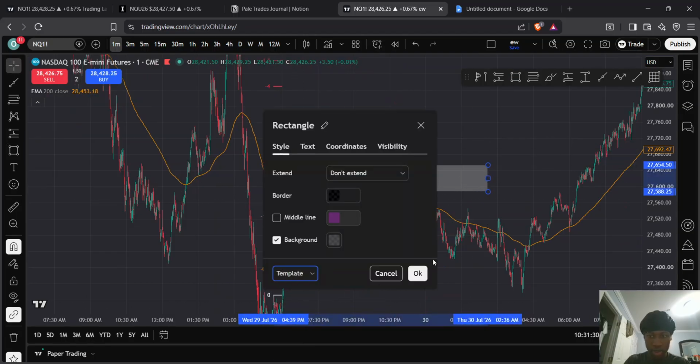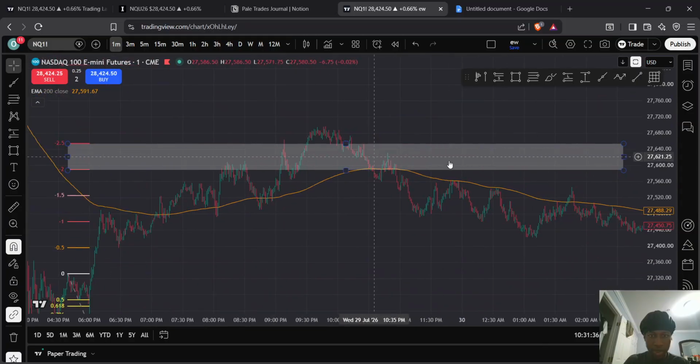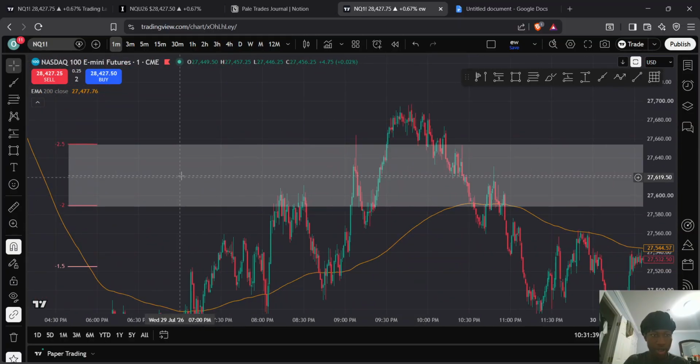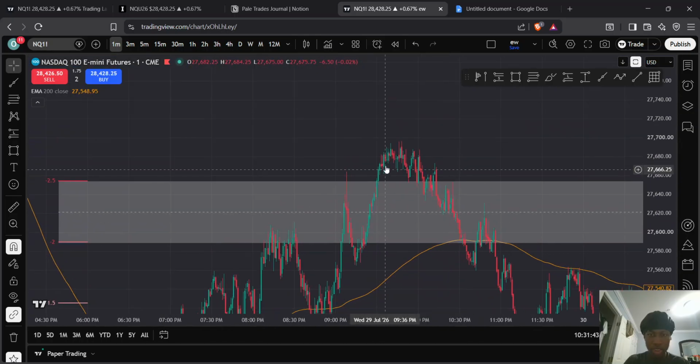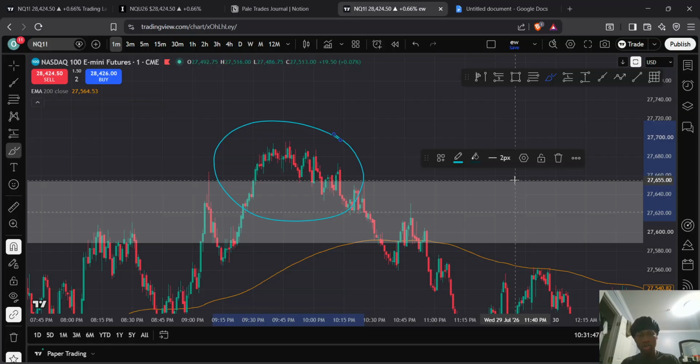Yeah, that is our area of resistance right there, right? This is where we want to look for a short from. After you see right here, we rejected heavily, so I would not take shorts. Once you see price starts to stall like this, just wait for a break of either a low or the high back into wherever your levels are at.